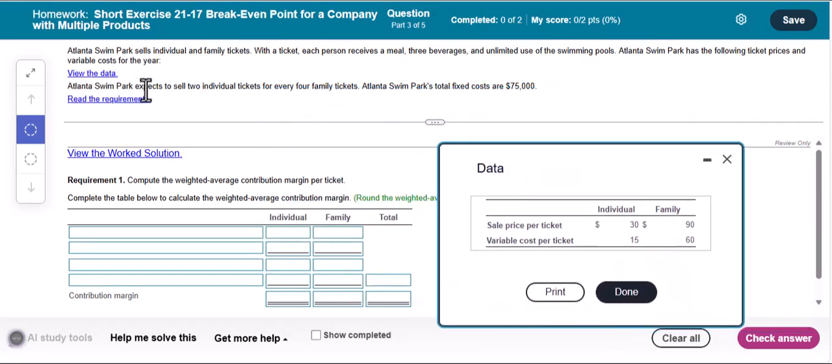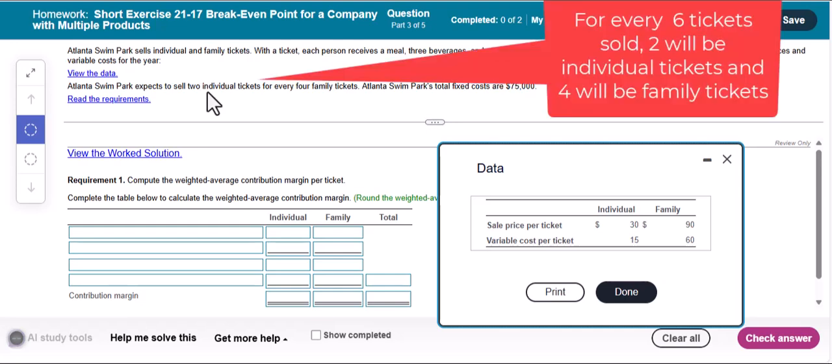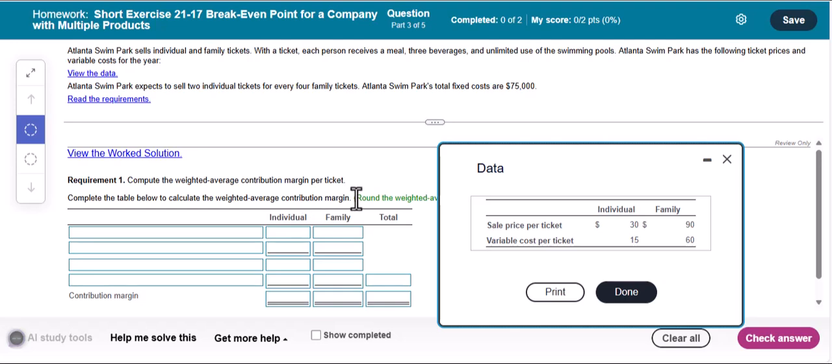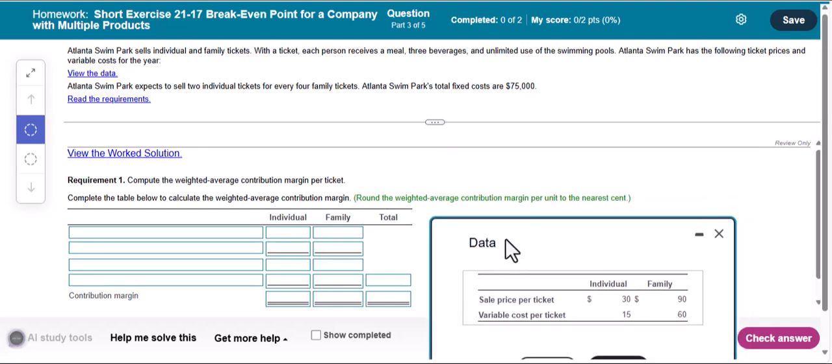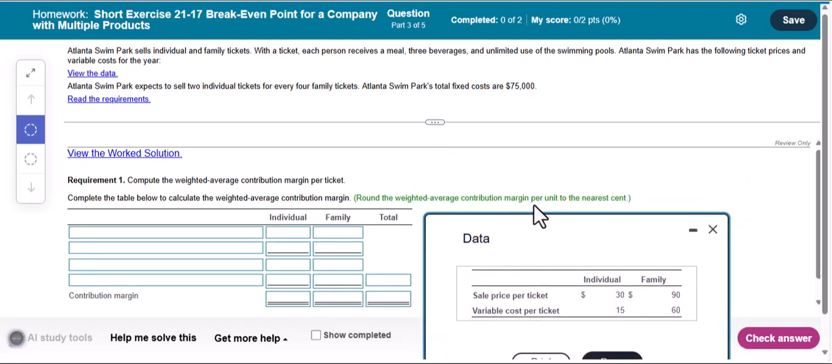Atlanta Swim Park expects to sell 2 individual tickets for every 4 family tickets. Atlanta Swim Park's total fixed costs are $75,000. So here we have requirement 1, compute the weighted average contribution margin per ticket. Complete the table below to calculate the weighted average contribution margin. Round the weighted average contribution margin per unit to the nearest cent.